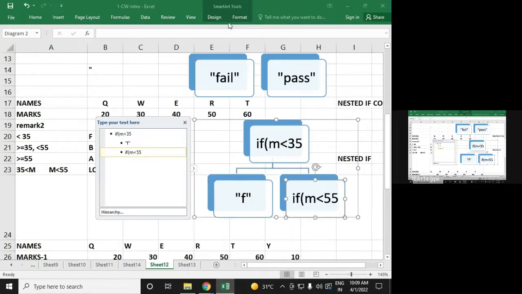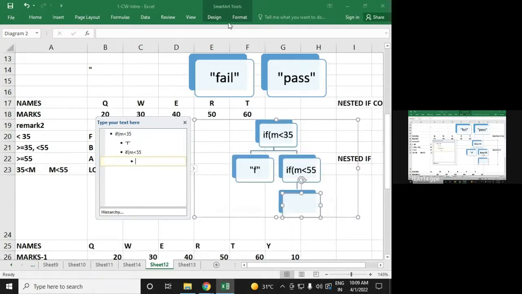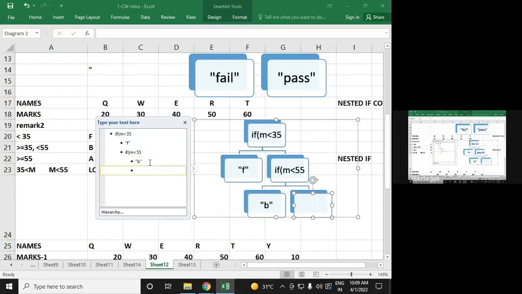So if this condition comes out to be true, that means less than 35 is false and more than 35 is true. So my grade is B. And if this also comes out to be false, that means marks are more than 55. Therefore, grade criteria will be A.